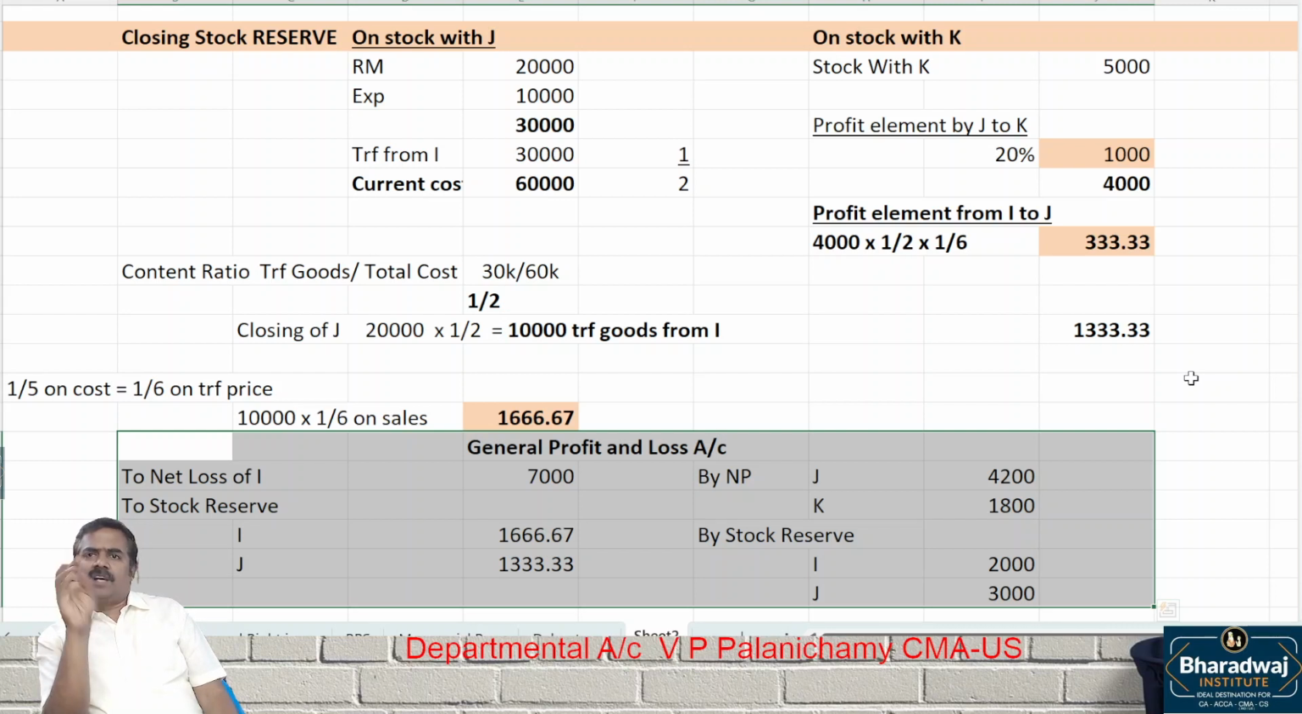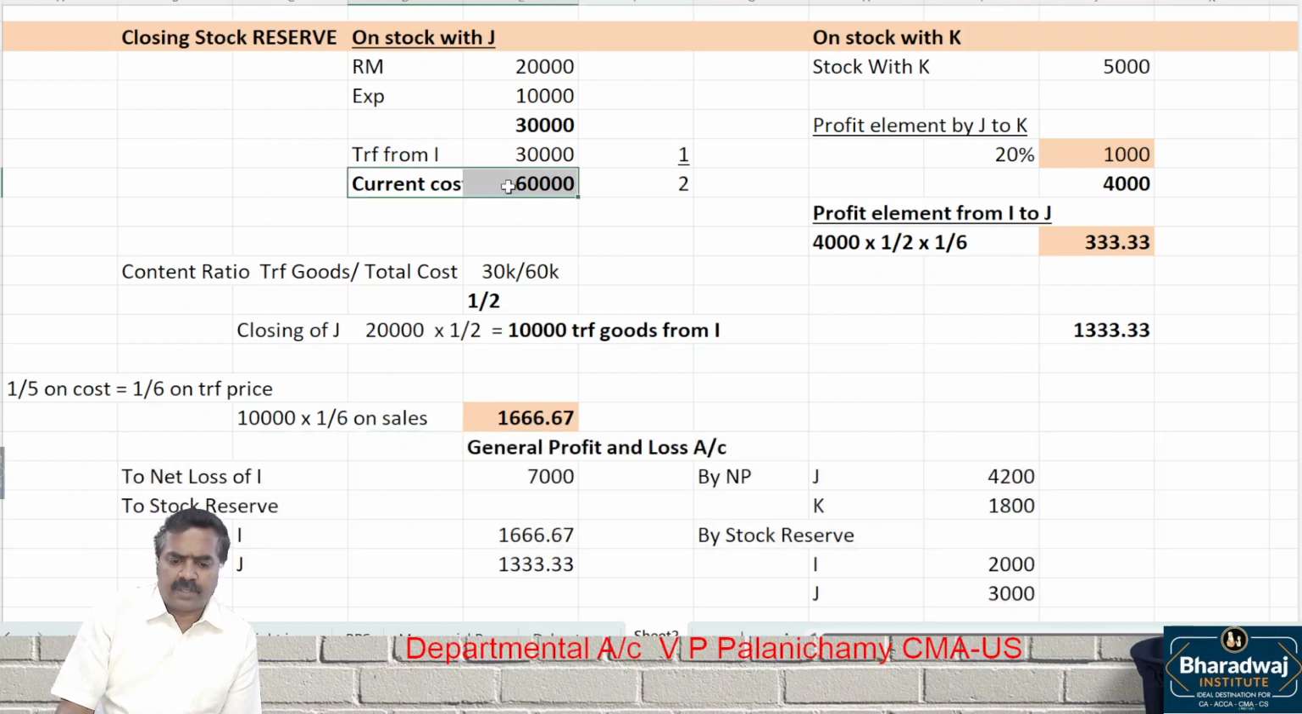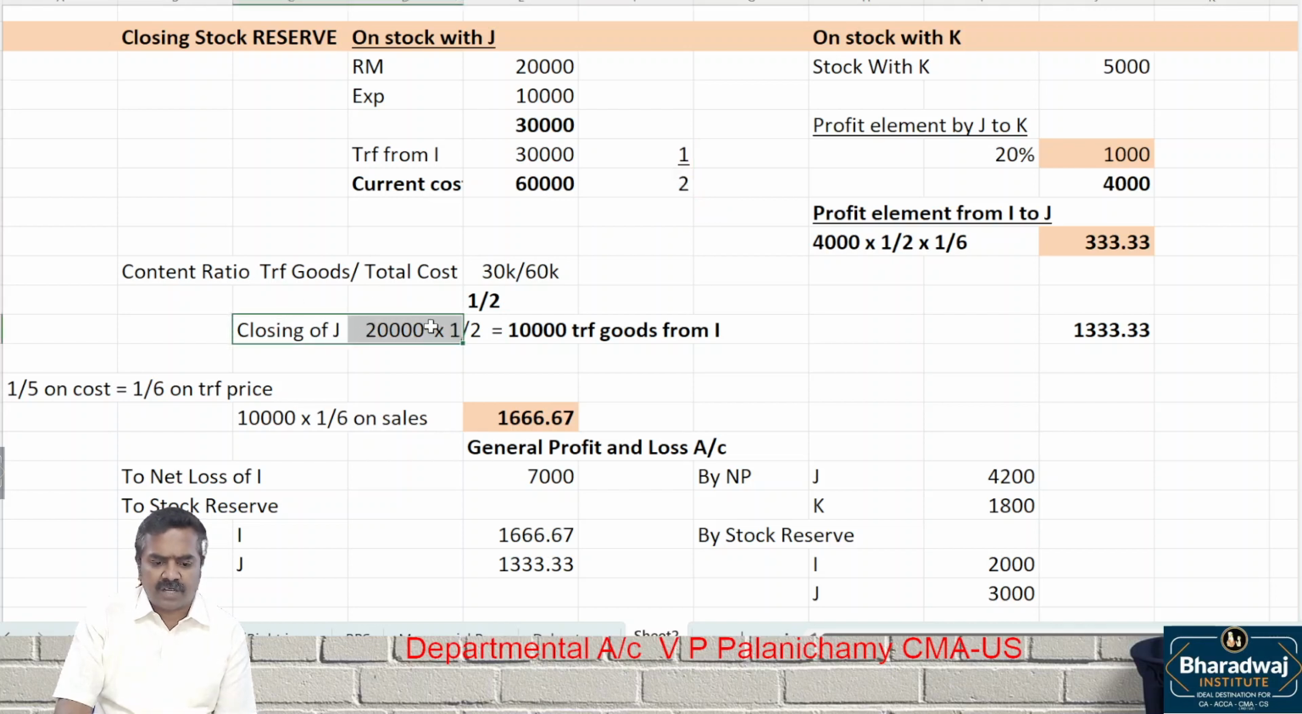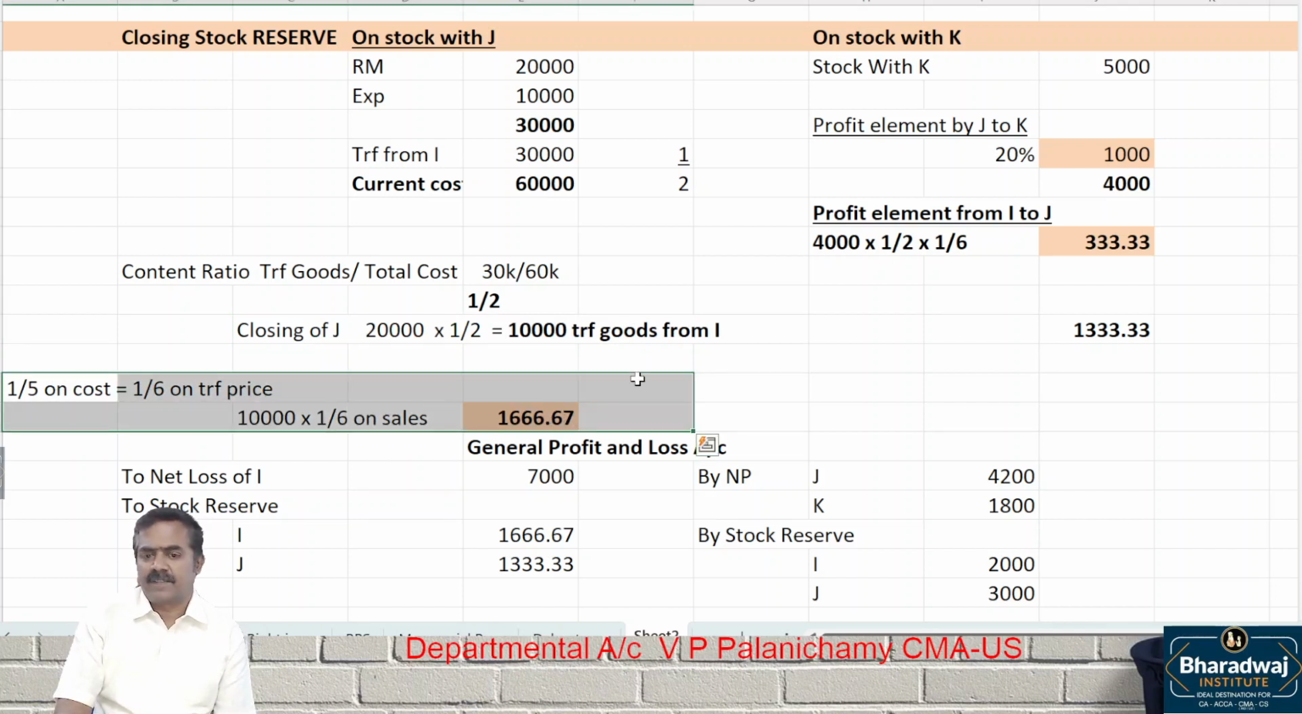Pay attention. I'll repeat once again for those who are not understanding. Who transferred the stock that J has? I transferred. Okay, look at J's total cost in the trading account, how much is there? 60,000 is the current cost. How much of my goods are in it? 30,000. So 1 by 2 of your total cost represents my goods. So in the closing stock value, 1 by 2 will include transferred goods. On that, 1/5 on cost, 1/6 on sales.